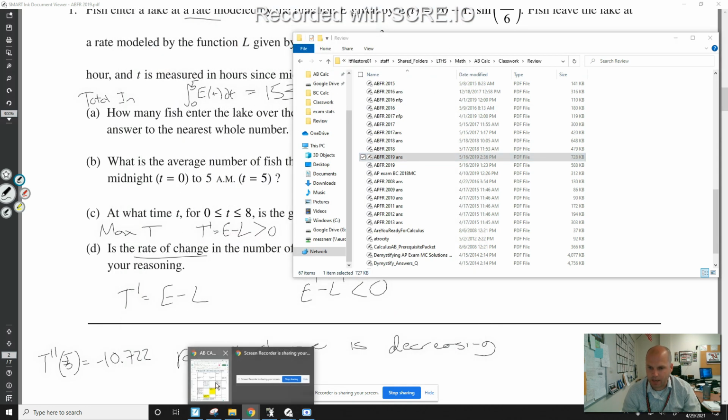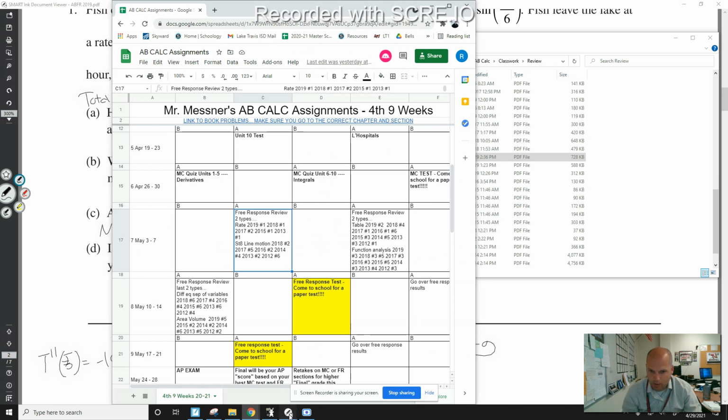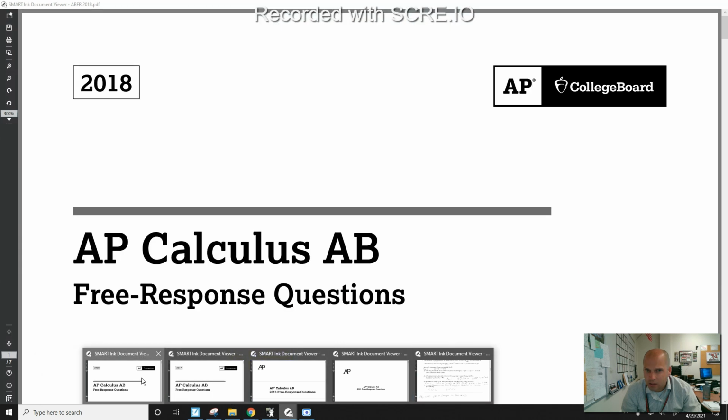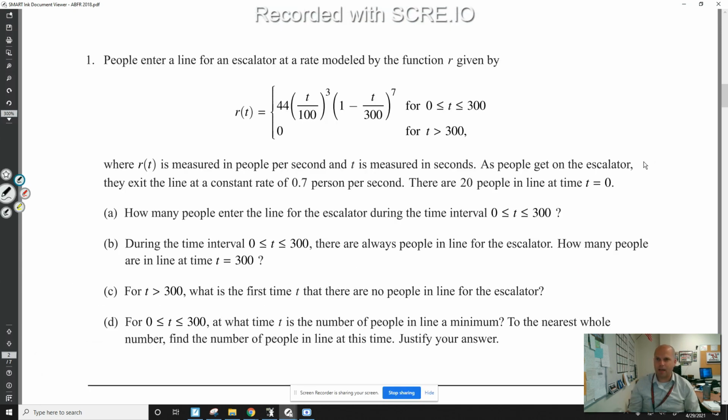Next problem we have to do is 2018 number 1, another calculator question. We have people entering a line for an escalator at this rate, and then people exit at a constant rate. This is a rate. Consider this, I don't know, another function.